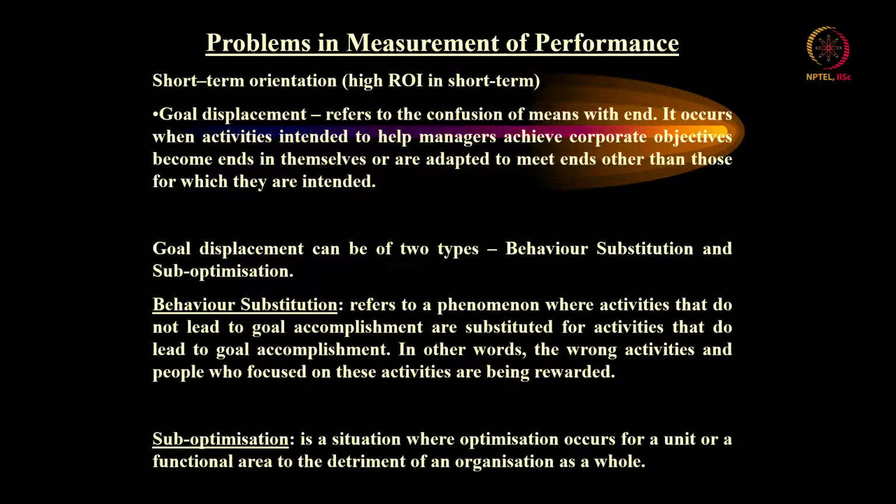The other is goal displacement, which refers to the confusion of means with end. It occurs when activities intended to help managers achieve corporate objectives become ends in themselves or are adapted to meet ends other than those for which they are intended. So, what is it trying to tell you? When the objectives are not clear, you get into these goal displacement problems.